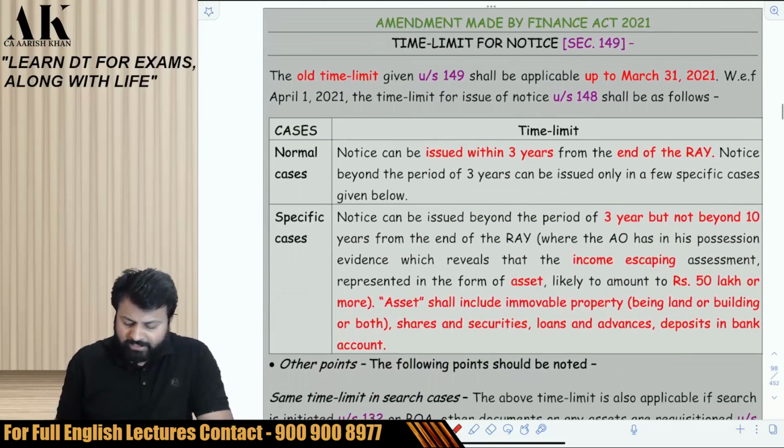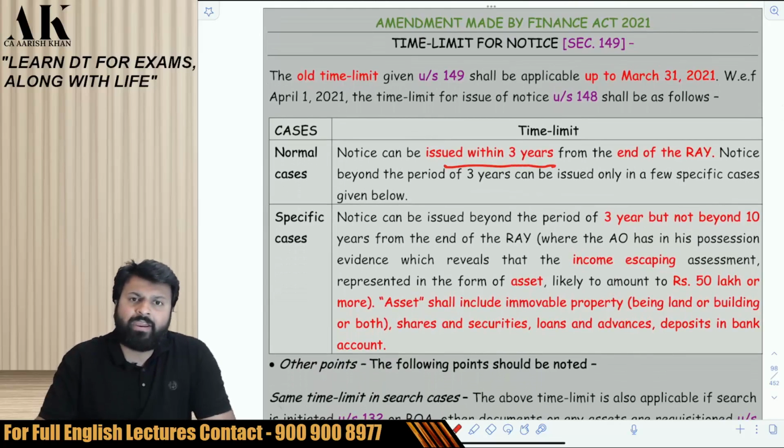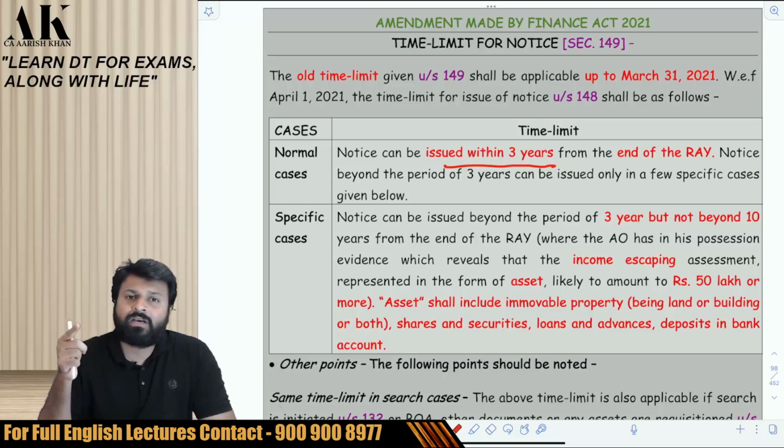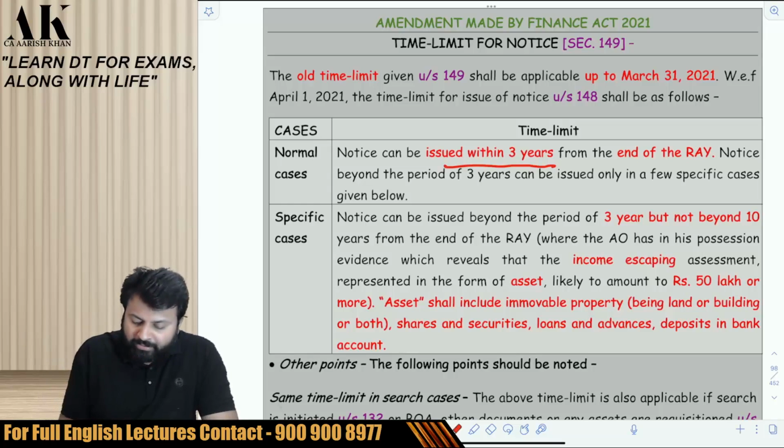The AO will issue notice generally within 3 years from the end of the relevant AY. This is the time limit to issue notice. Suppose the income is escaped in 21-22. So the relevant AY is 22-23. So within 3 years from the end of 22-23 will come to 31st March 2026. So the AO will send you a notice. This is the time limit to issue notice.